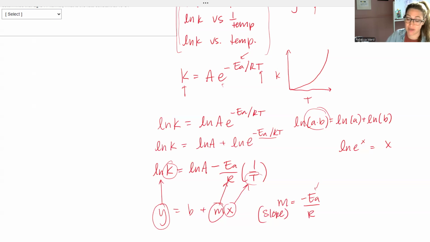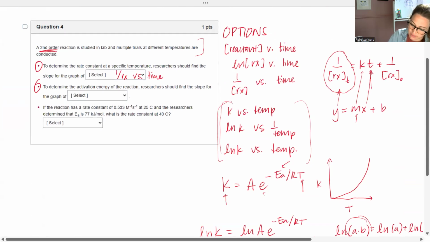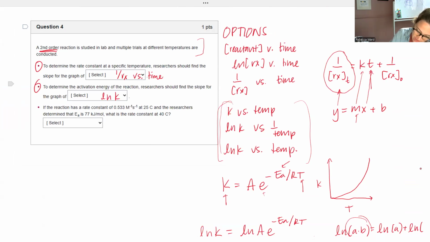I just need to multiply it by R, by a negative R. So EA equals the negative slope of that graph times R. All right, so the answer I'm looking for here was this ln of K versus 1 over T. And that big T is for temp.